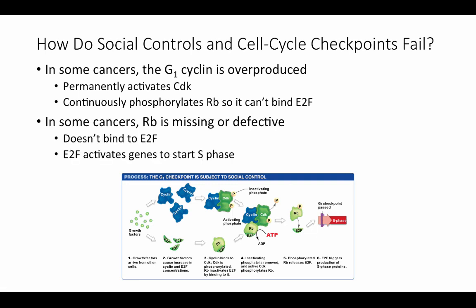Another mechanism is if RB is missing or defective. So in either case, RB is not going to bind E2F, and again, E2F is just going to bypass this whole control system and go right into S phase and initiate cell division.